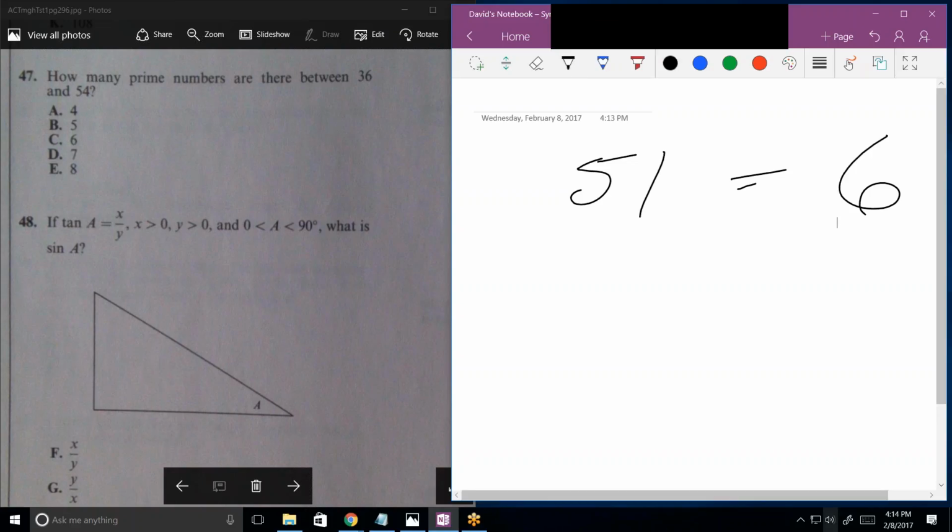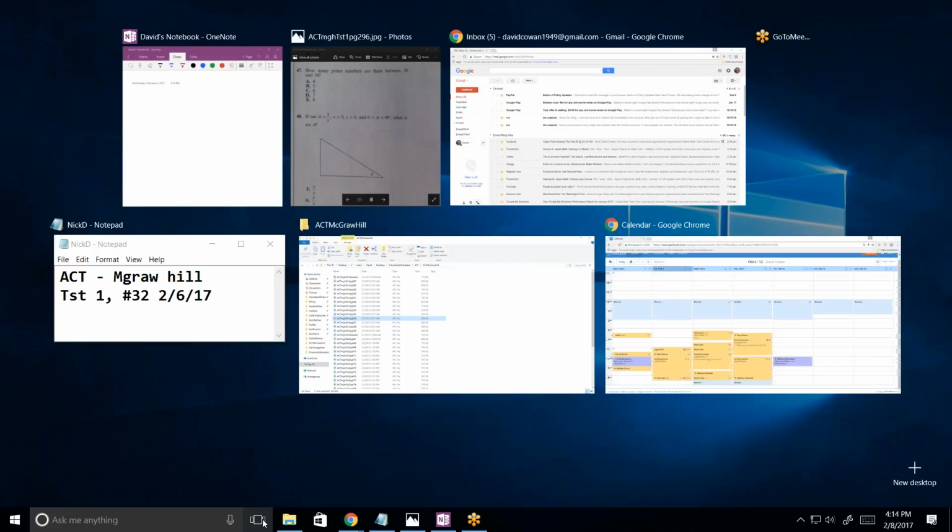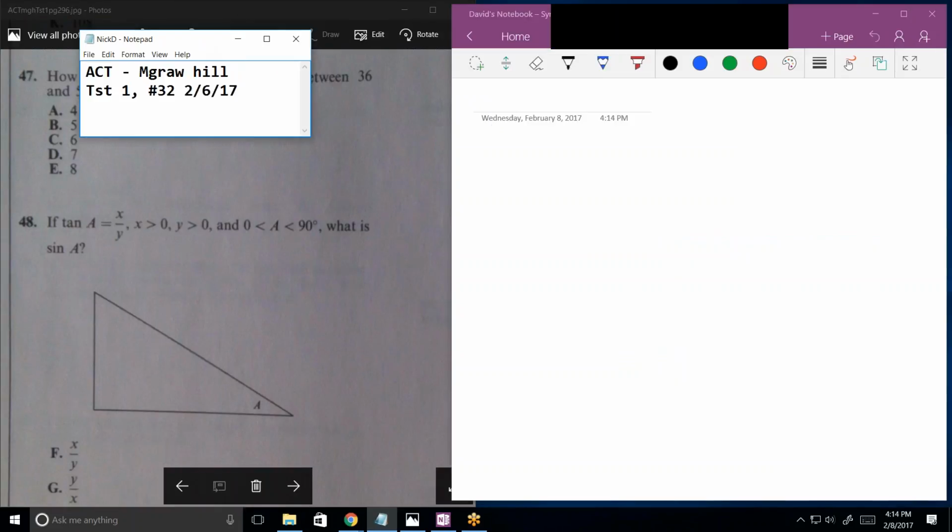Okay, all right, that's a good place to stop. We actually made a lot of progress today. Let me make a note here. We got through 47 on the 8th.